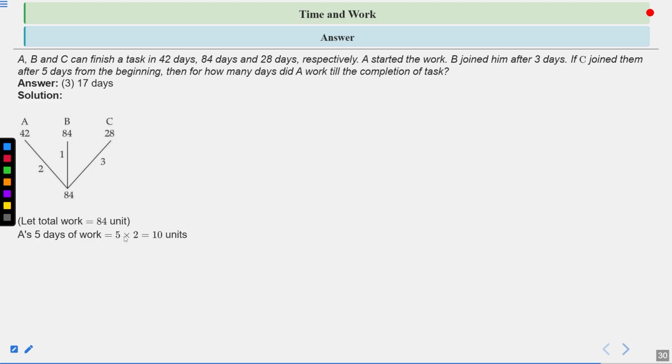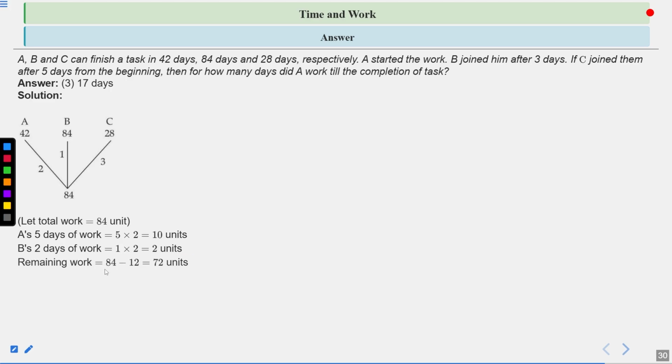Now A's 5-day work will become, because the efficiency of A is 2 units, 5 into 2. So in 5 days, A completed 10 units of work. B worked for 2 days, because B joined him after 3 days. So 1 into 2, we got 2 units.